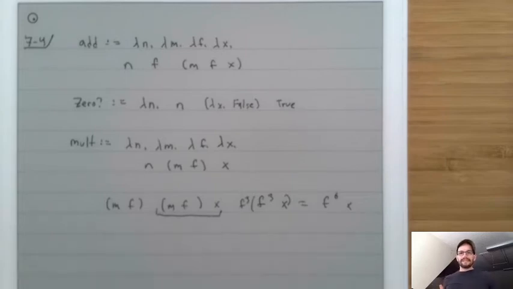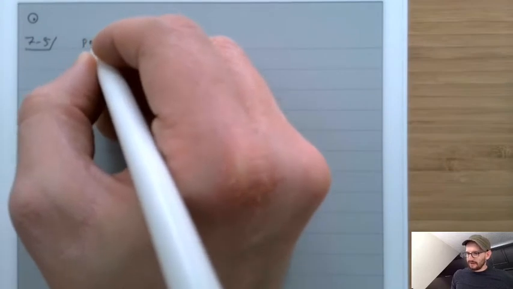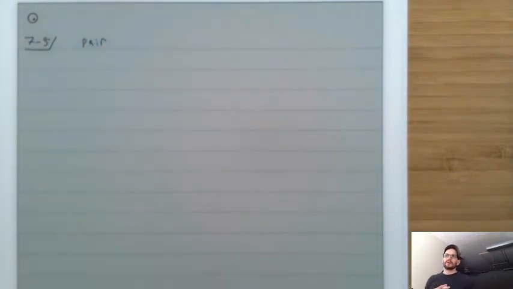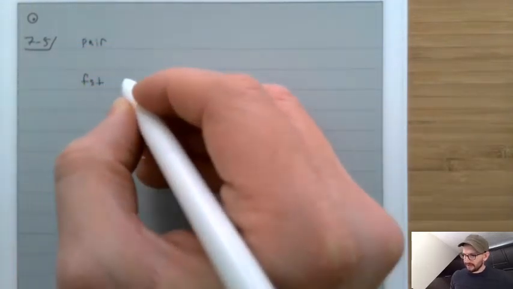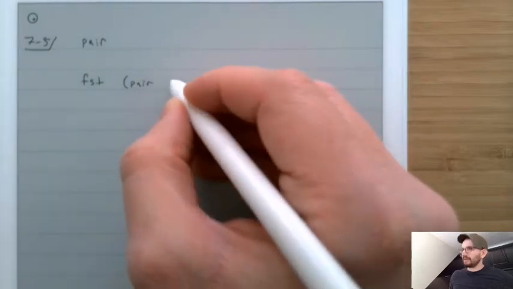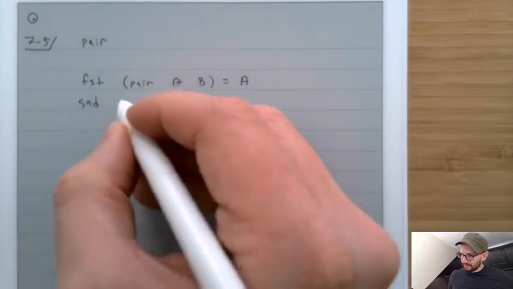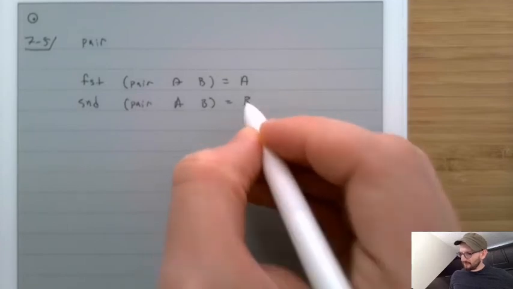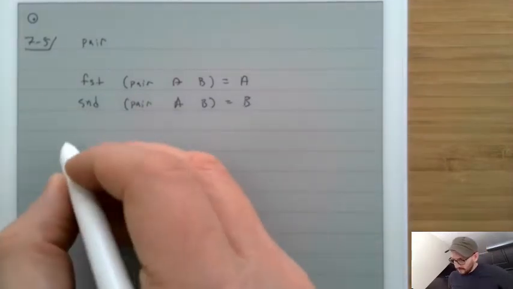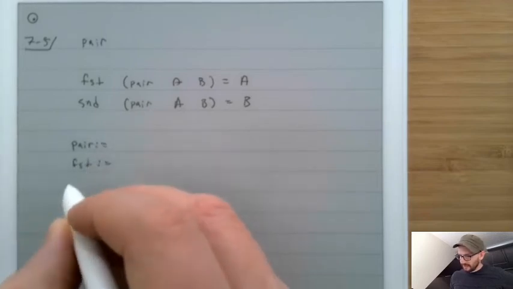So we've done Booleans, we've done numbers. What about things like data structures? What about the idea of a data structure like a pair? So like a Cartesian pair. Well, again, we have a system of equations. The system of equations says that the first thing in a pair of A and B would be A, but the second thing in a pair of A and B would be B. Okay? So we're going to have to come up with a definition of pair, a definition of first, and a definition of second.